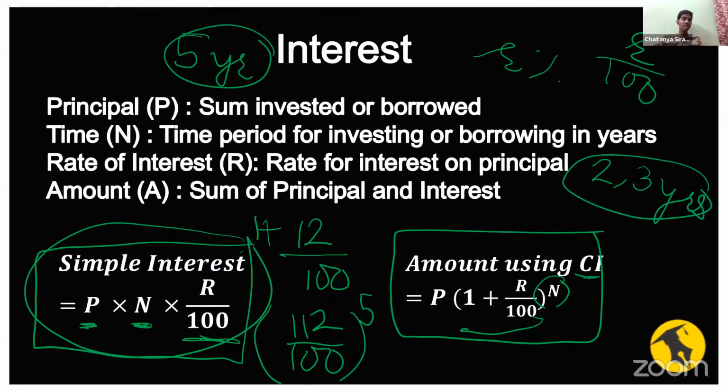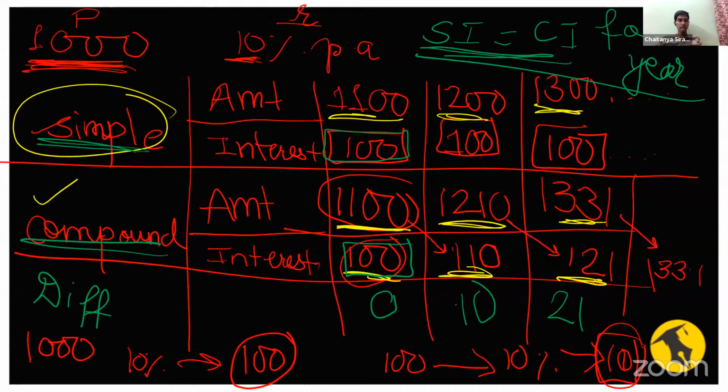Why? Because it's easier to find cubes and squares of numbers. But when it goes beyond three, let's say four, five, or six, it's not possible to do the calculation manually. So from an exam perspective, you should be very thorough with your cubes and squares for finding compound interest easily. We will be solving some questions, so I'll give you some tips on how to solve them quickly. All right. Now let's move to some practice set.